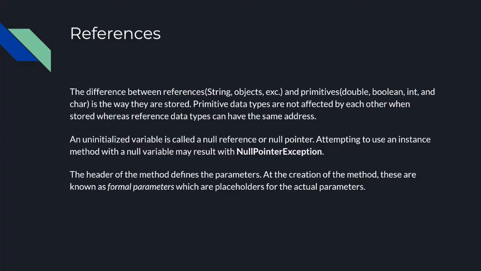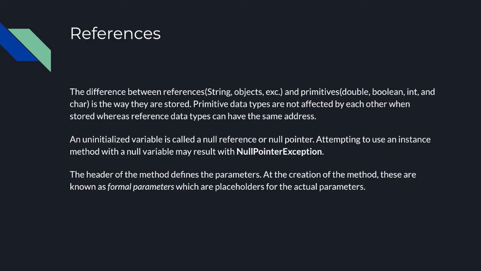The difference between references and primitives is the way that they are stored. Primitive data types are not affected by each other when stored, whereas reference data types can have the same address. This means that when you change one object with the same address as another object, both of them change. An uninitialized variable is called a null reference or null pointer. Attempting to use an instance method with a null variable may result in a null pointer exception.